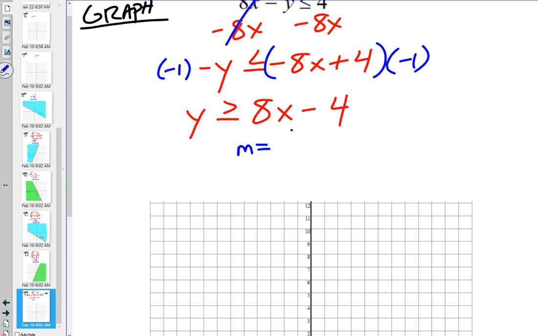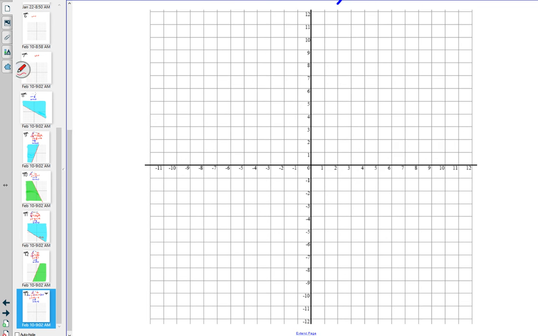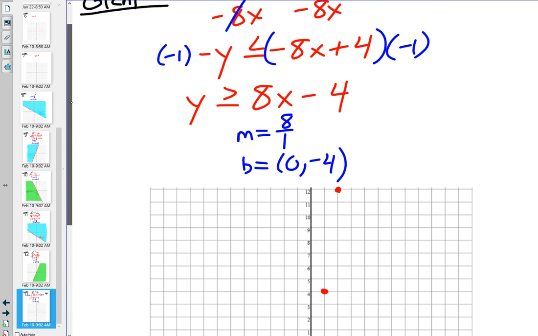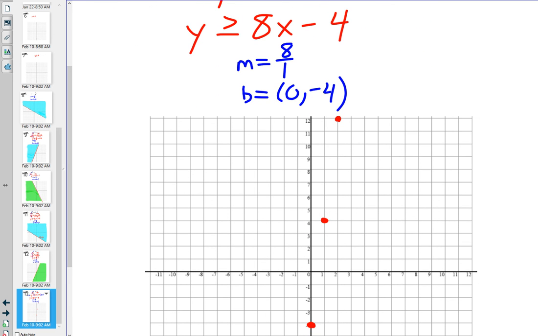4 out of every 5 Hirams agree that the slope is 8 over 1. Y-intercept is 0, negative 4. So I'll start off 4 below the origin, go up 8, right 1. I can do that twice if I want, or I can go down 8 and left 1. Is it going to be a solid boundary or a broken boundary? Yeah, it is going to be solid.